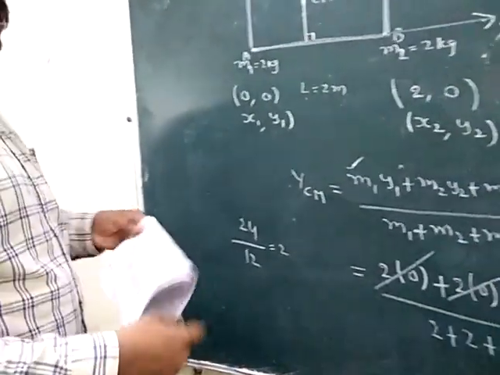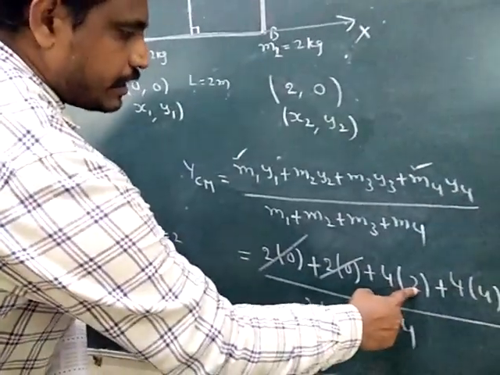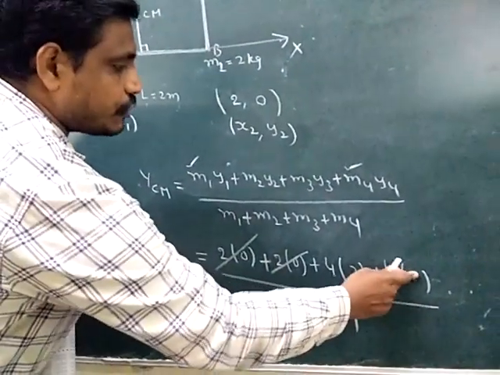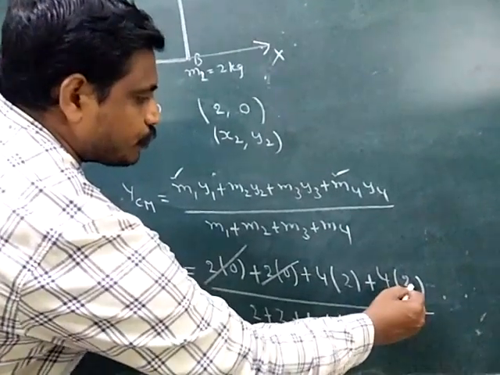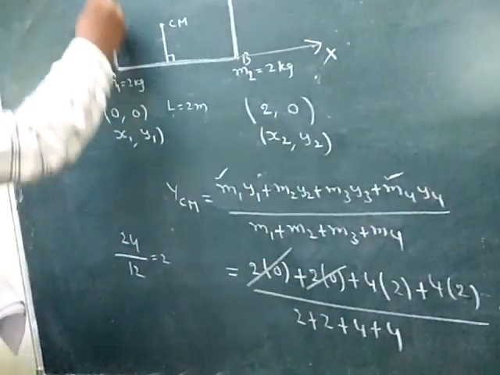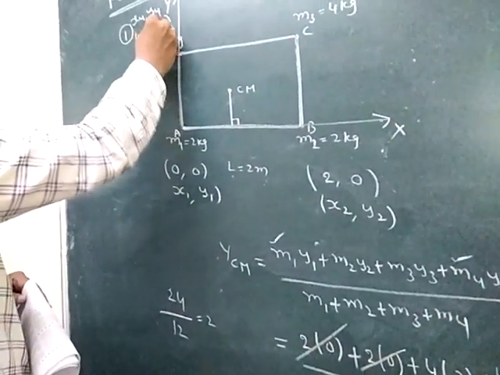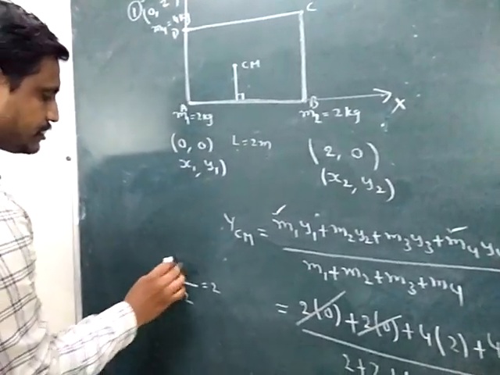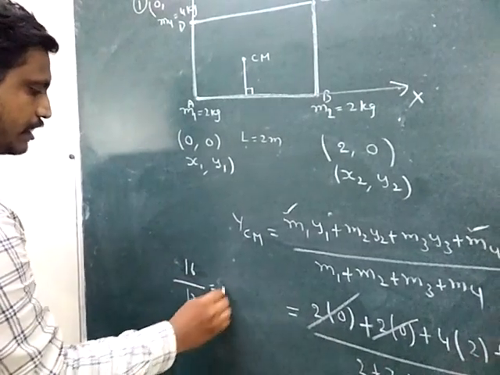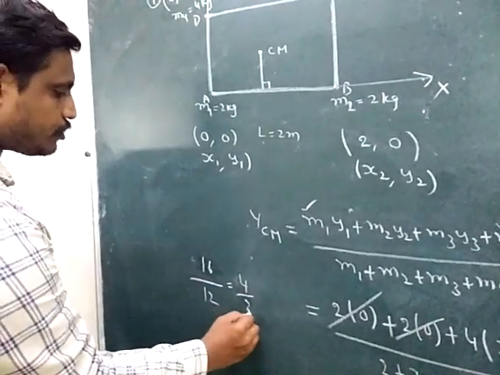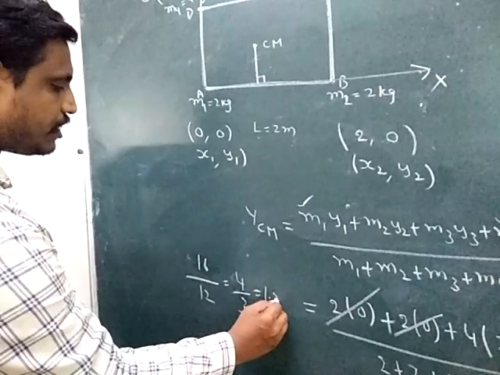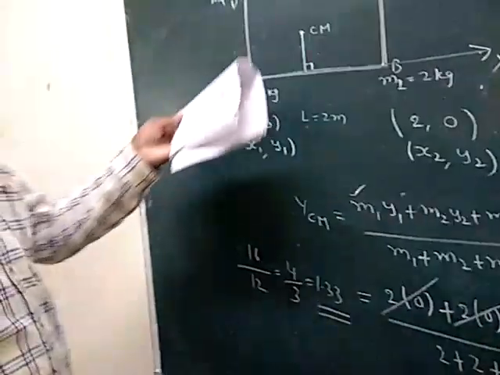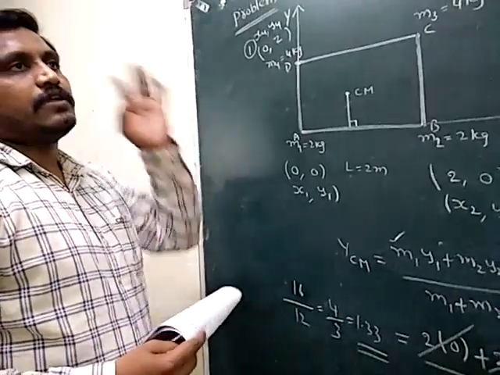Once again I repeat, here Y4 is 2 given, 4 into 2, 8. M4, 4 into 2, 8. 8 plus 8, 16. 16 by 12, 4 by 3, which is 1.33. Okay, in this manner, in this method it can be solved.